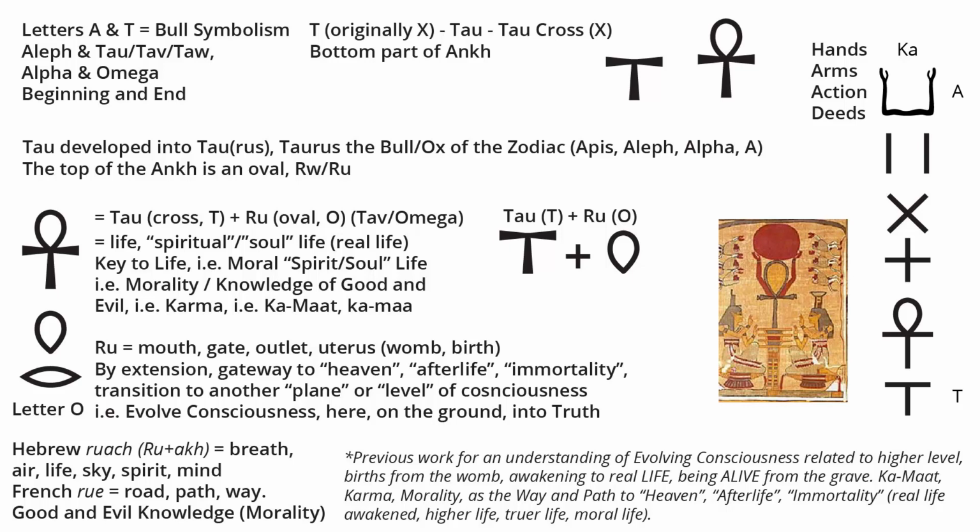When you come out of the tomb and the coffin and the grave towards higher consciousness, it's feminine, it's rebirthing, resurrection. And this is through the womb, the uterus, the outlet, the gate, and the mouth of the Ru at the top of the Ankh. That's how you reach heaven and create a paradise. And that's the real afterlife and immortality.